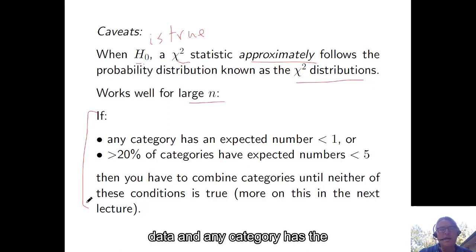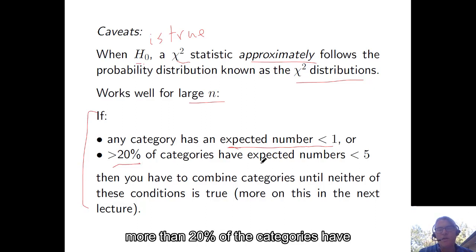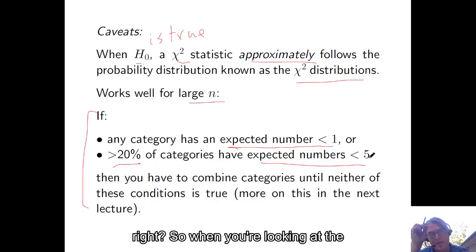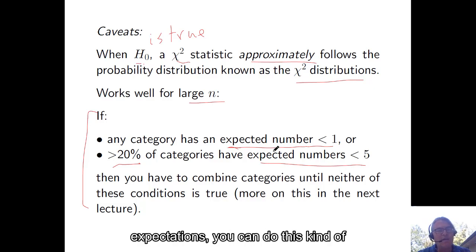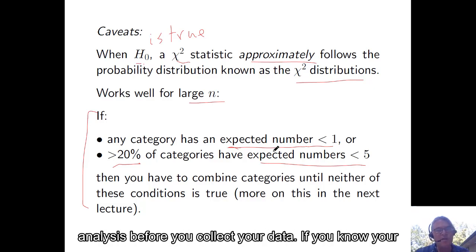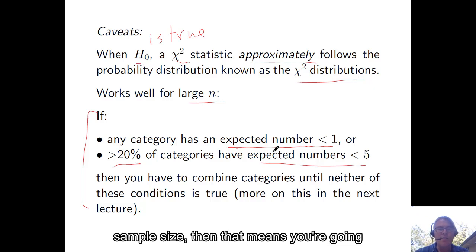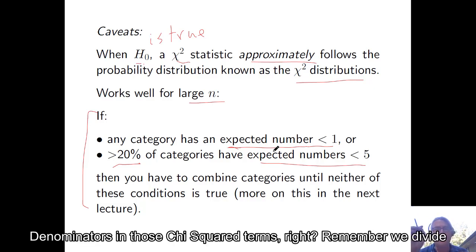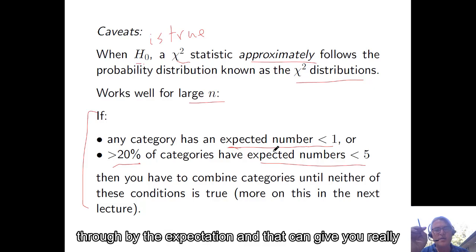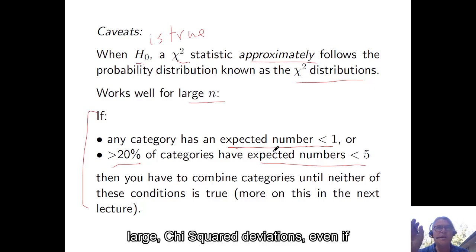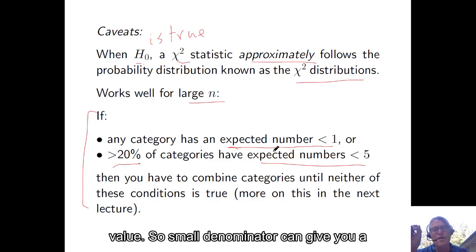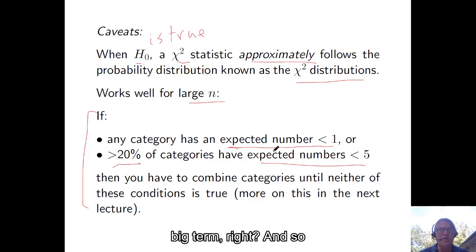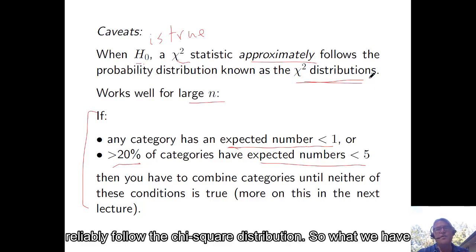If you look at your data and any category has an expected number less than 1, or more than 20% of the categories have expected numbers less than 5, right? You can do this kind of analysis when looking at the expectations before you collect your data, if you know your sample size. Then that means you're going to have really small denominators in those chi-squared terms, right? Remember, we divide through by the expectation, and that can give you really large chi-squared deviations even if there's only a slight deviation from the null expected values. So a small denominator can give you a big term, right? And so in those cases, it doesn't reliably follow the chi-square distribution.